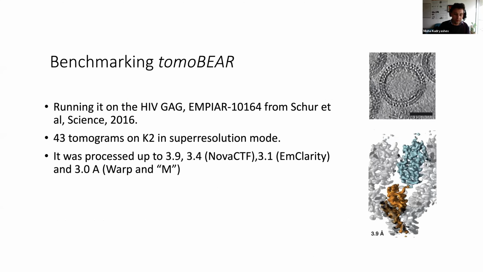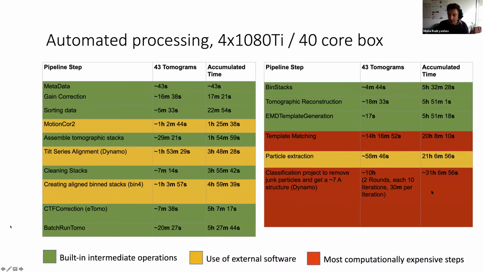Okay, and then we decided to benchmark the tomo bear, and what the whole community does is essentially processing the GAG data set from John Briggs's group. It's like the apoferritin of tomography. It's 43 tomograms they recorded on the K2 in super resolution mode, but usually people process the counted mode of it. It was processed originally to 3.9 angstrom, and it went all the way to 3.0 angstrom recently with Warp and M. So Nikita essentially programmed a workflow, and then it ran on a single machine in 31 hours.